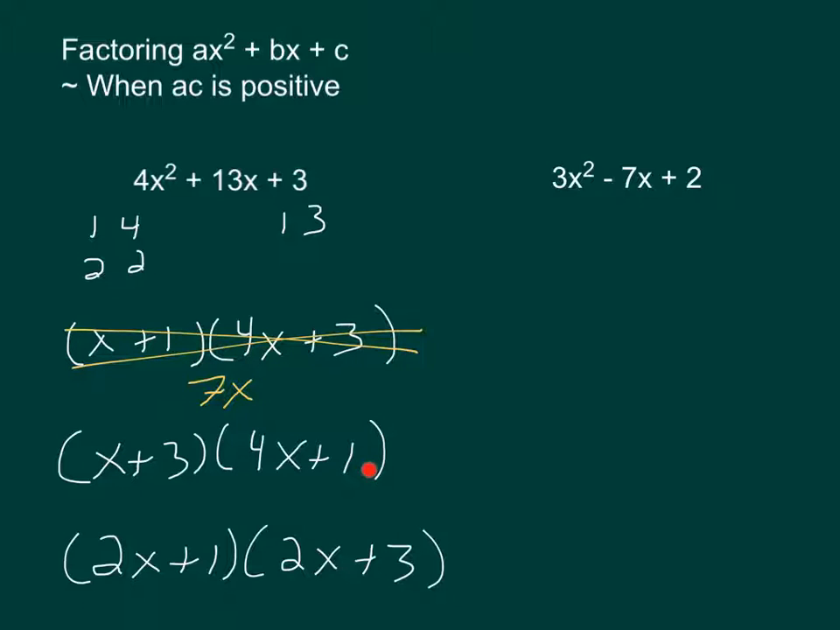Outside term is x. Inside term is 3 times 4x, which is 12x. Add those together, and I get 13x. That's the answer that I want. That's what I'm looking for.